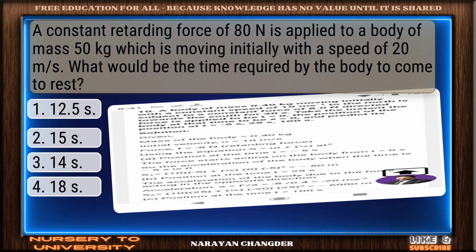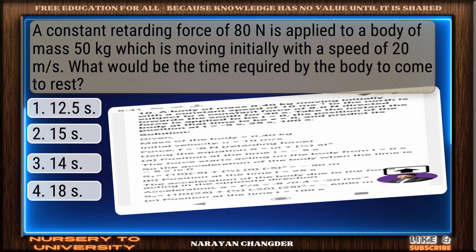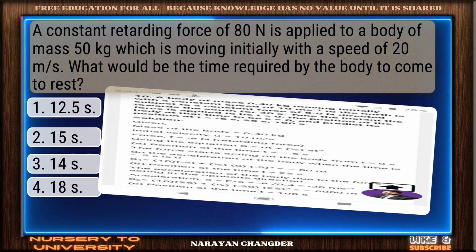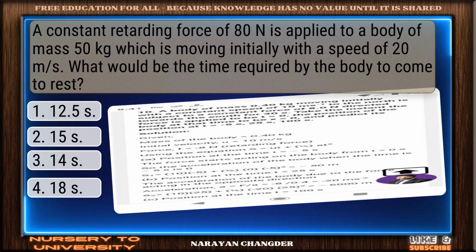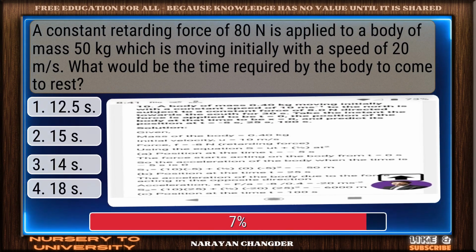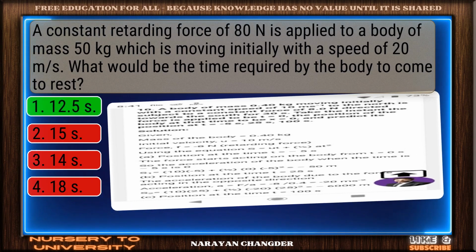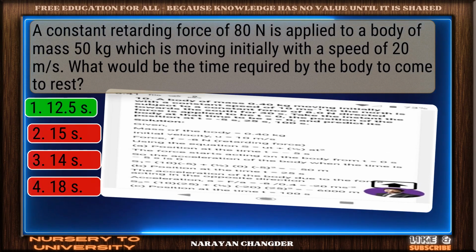Question number 21. A constant retarding force of 80 N is applied to a body of mass 50 kg, which is moving initially with a speed of 20 m/s. What would be the time required by the body to come to rest? Great thinking. 12.5 is the right choice.